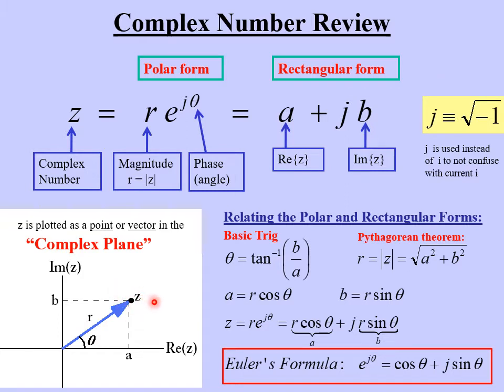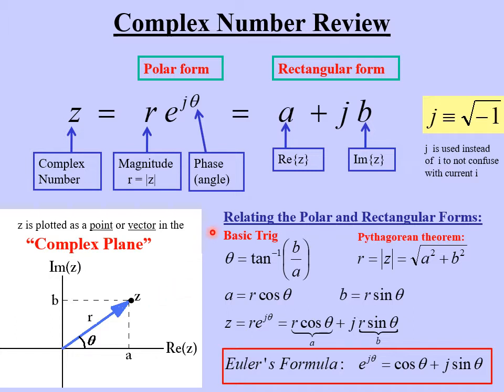Now, of course, z can also be represented in the rectangular form, where, if we project z down to the real axis, a is the real part of z, and b is projected across to the imaginary axis. b is the imaginary part of z. So this picture here, as they say, is worth 1,000 words, because this tells you everything you could possibly want to know about this single complex number. It tells you its real part, its imaginary part, its magnitude, and its phase.